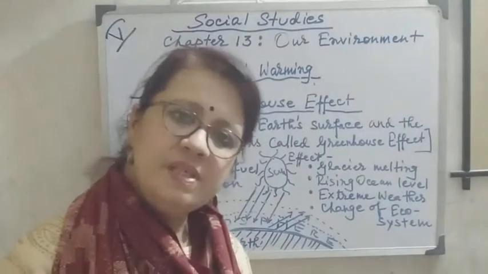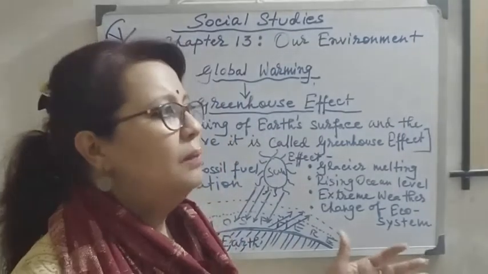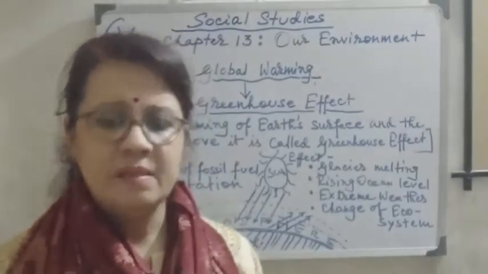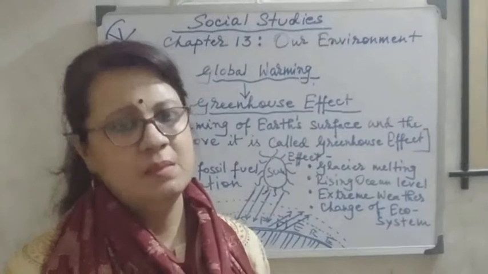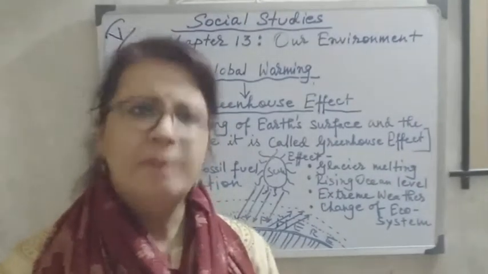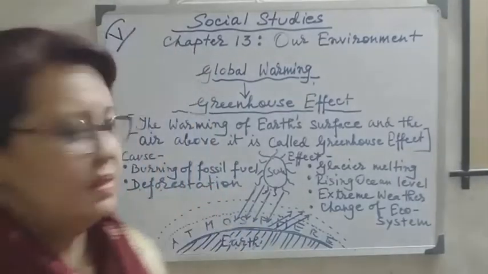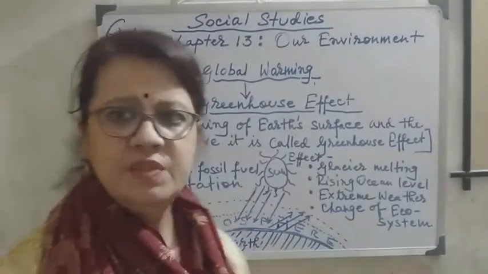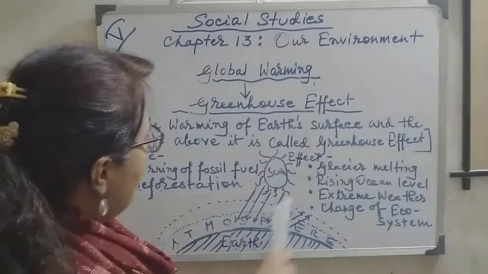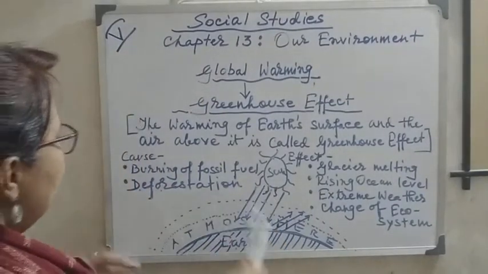As the temperature increases day by day, many birds and migratory birds die, and many plants and animals are abolished from our environment. In this way, the ecosystem changes. Okay, and now I'm showing you how the greenhouse effect takes place.